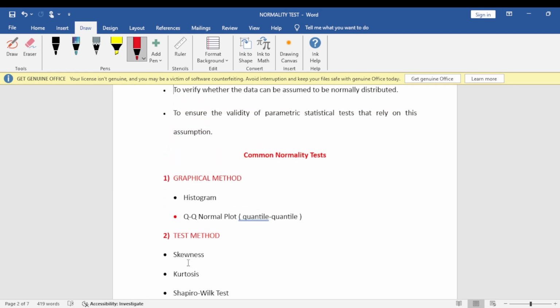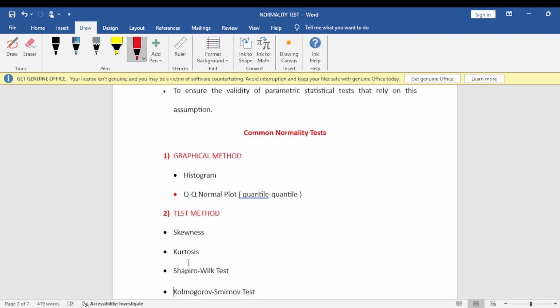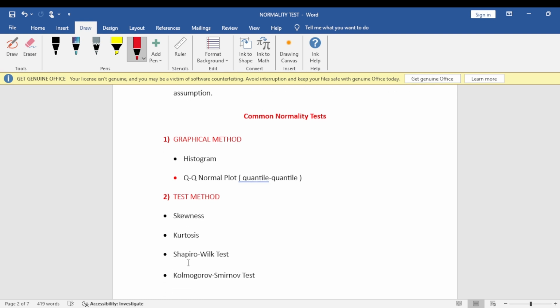So in our data, we are going to test for normality. How to carry out the normality test. These are the methods we can use. We have the graphical methods, which are histogram and QQ normal plot, which is quantile plot. The other tests are skewness, kurtosis, Shapiro-Wilk test, and Kolmogorov test.